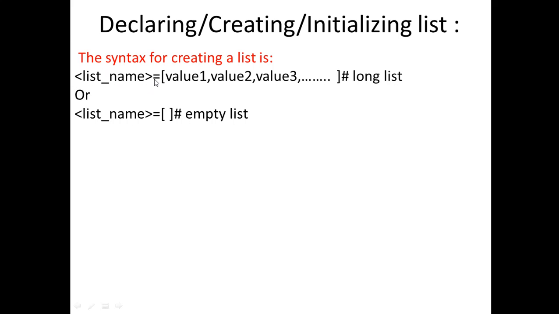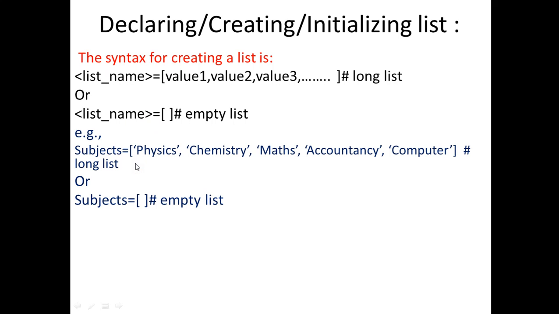After equal to, under the square brackets, you will provide the values. A value can also be called an item, and that value can be of any type which we have seen just now. Or if you want to create an empty list, then you will write the list name equal to, under the square brackets, no value. So this is the syntax. We will see the example.